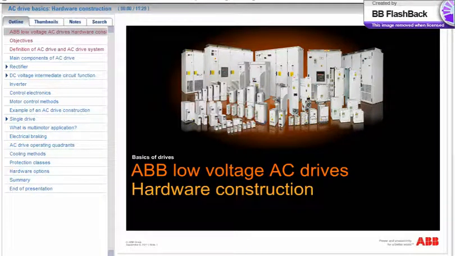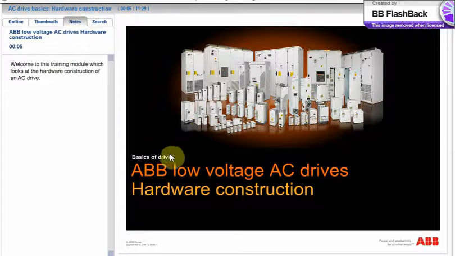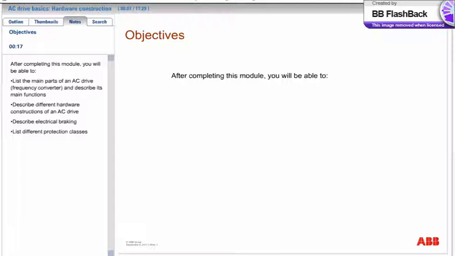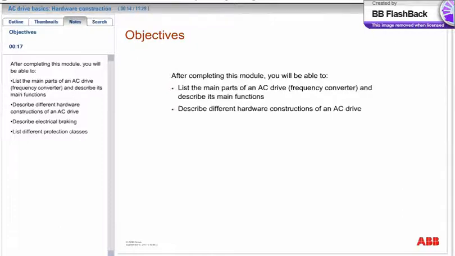Welcome to this training module, which looks at the hardware construction of an AC drive. After completing this module, you will be able to list the main parts of an AC drive frequency converter and describe its main functions. Describe different hardware constructions of an AC drive. Describe electrical braking, and list different protection classes.